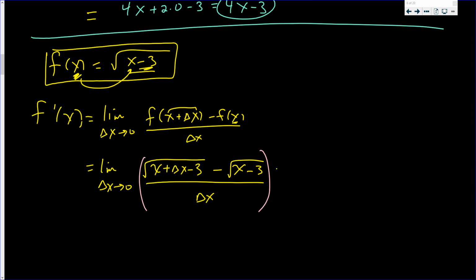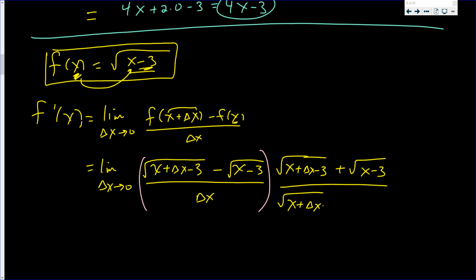And the representative of 1 is going to be the conjugate. It's going to be plus the square root of x minus 3. And the bottom has to be the same as the top. Otherwise, the whole fraction will not be 1. This is 1. What's in these brackets times what's in the next brackets equals to what's in the original brackets. I just multiplied by 1.